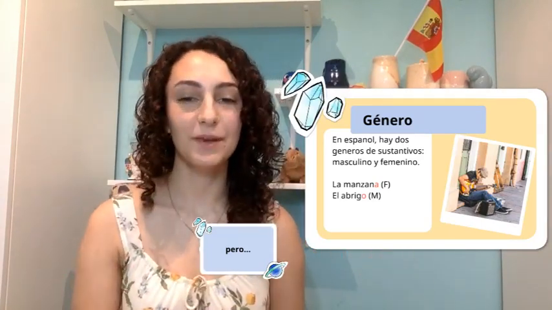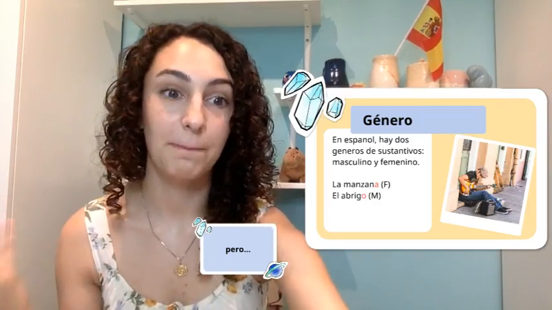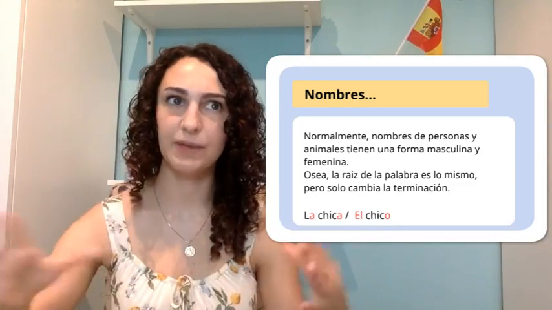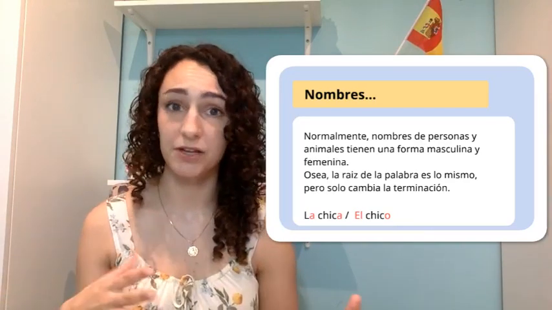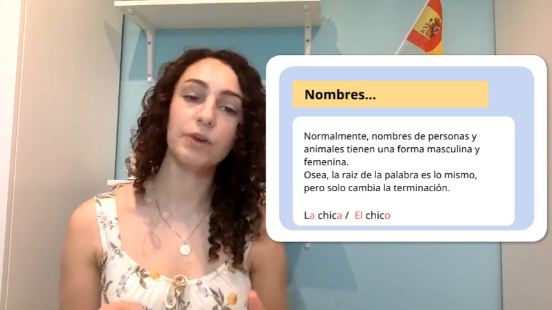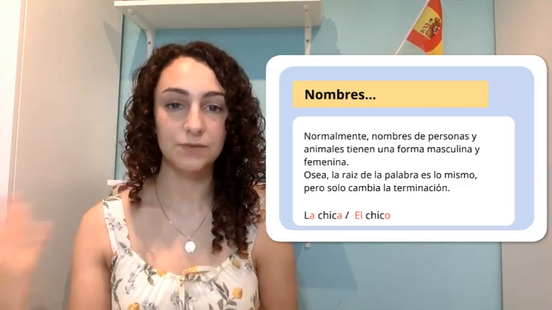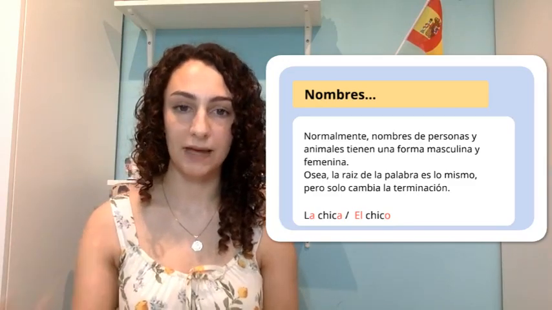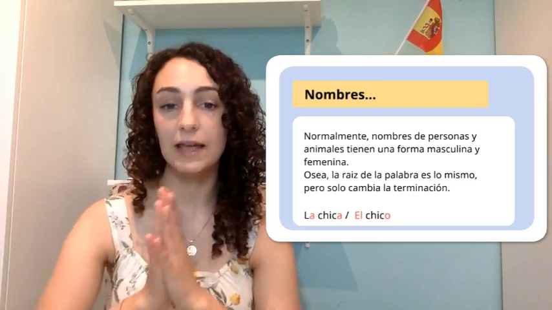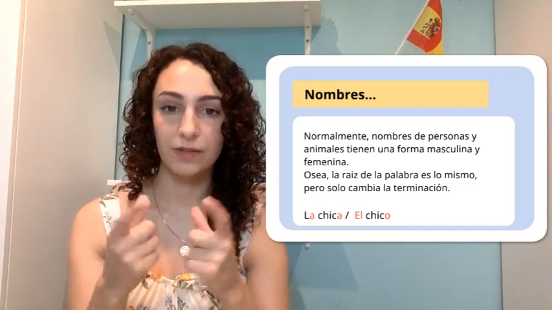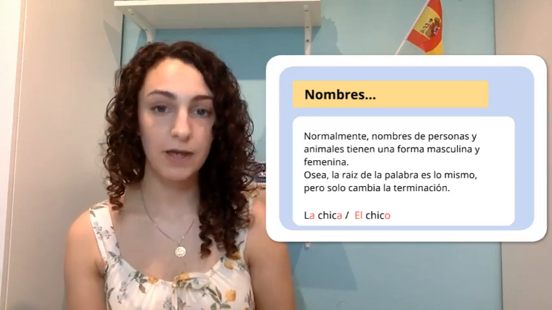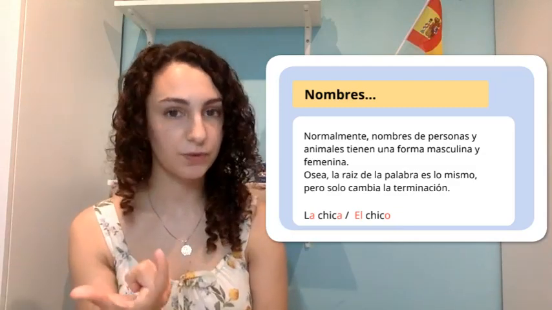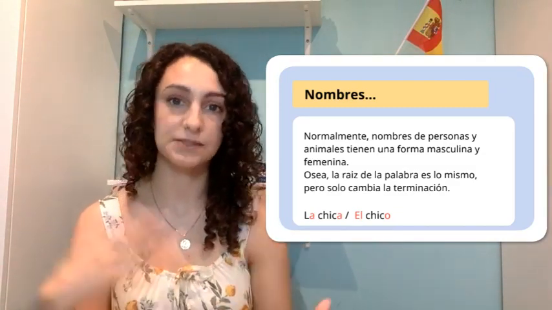Okay, so we know this. Bueno, okay, let's go into it. So, nombres en español. In this video, we're talking about the names of people or animals or descriptions, like their occupation, okay? So, normalmente, nombres de personas y animales tienen una forma masculina y femenina, okay? So, in Spanish, the names of people or animals will have a masculine and feminine form. O sea, la raíz de la palabra es lo mismo. So, the root of the word is going to stay the same, pero solo cambia la terminación. So, the ending is just going to change. We're going to add an O or an A to make it masculine or feminine.